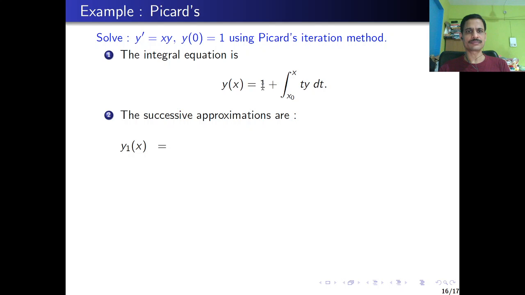So the first integral equation, if we integrate this ordinary differential equation with this initial condition, what you get is y of x is equal to 1 plus integration of x naught to x t y of t dt.